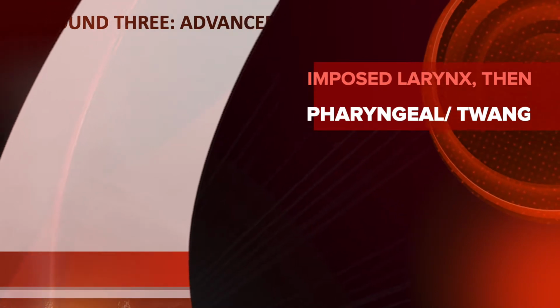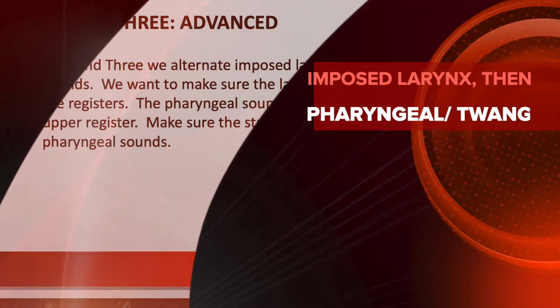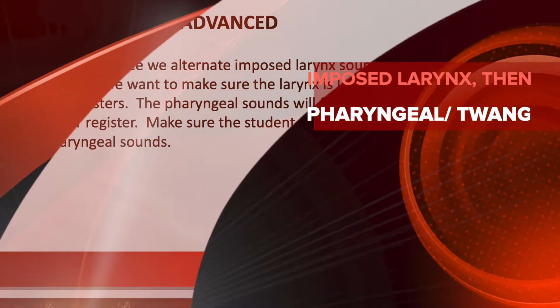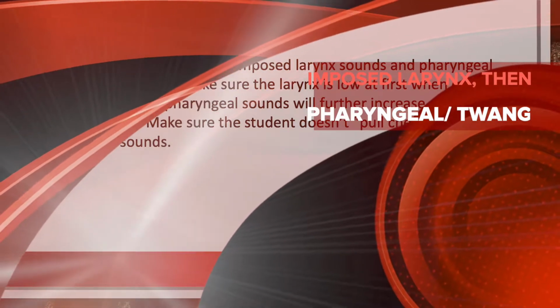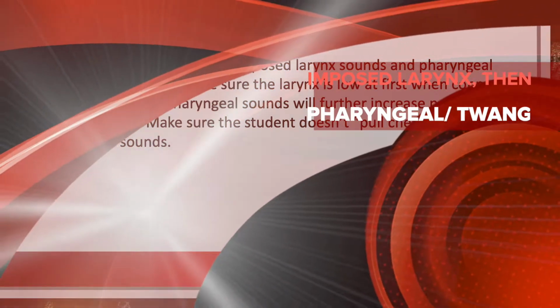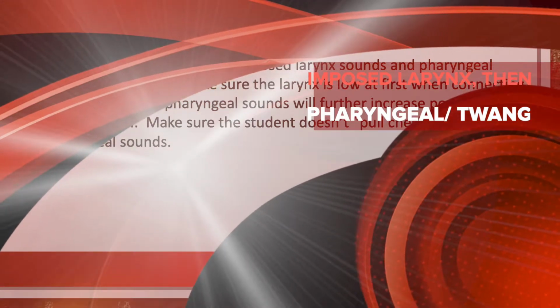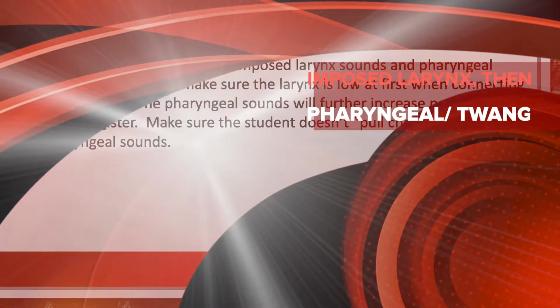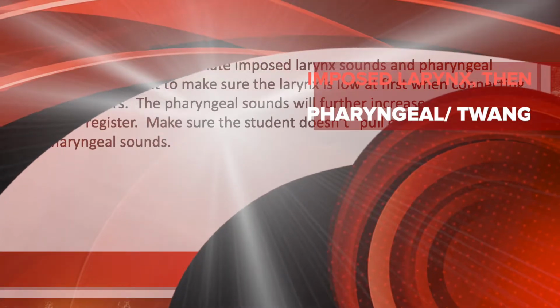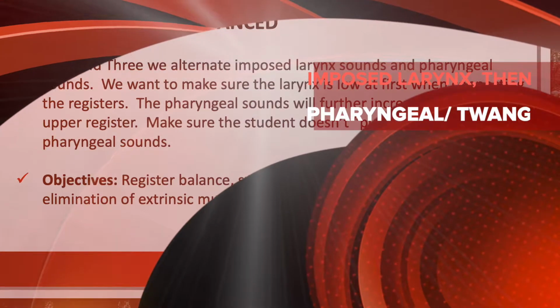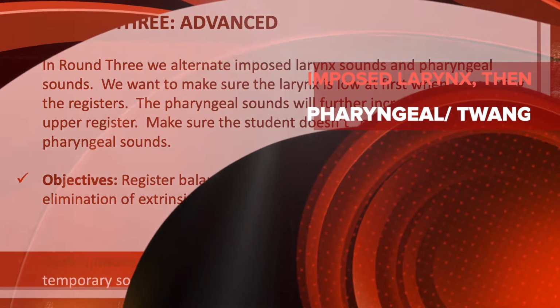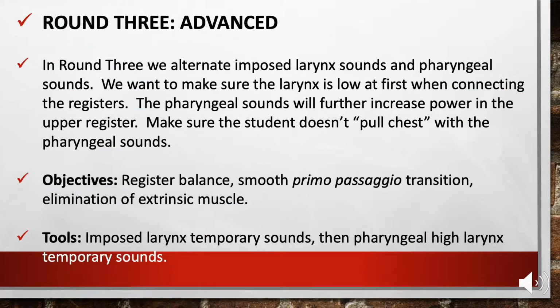Round 3 is our advanced round. In round 3, we alternate the imposed larynx sounds and the pharyngeal sounds. We want to make sure that the larynx is low at first when connecting the registers with these pulled lower singers. The pharyngeal sounds will further increase power in the upper register, but make sure the student doesn't pull chest with the pharyngeal sounds. Our objectives are register balance, a smooth primo passaggio transition, and elimination of extrinsic muscle. Our tools are first the imposed larynx temporary sounds and then the pharyngeal high larynx temporary sounds.